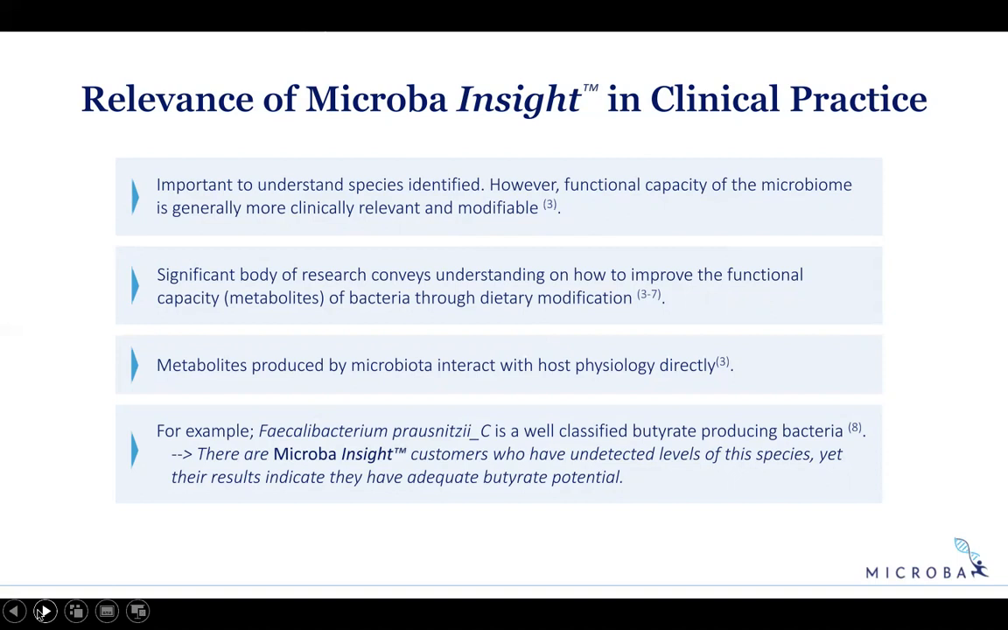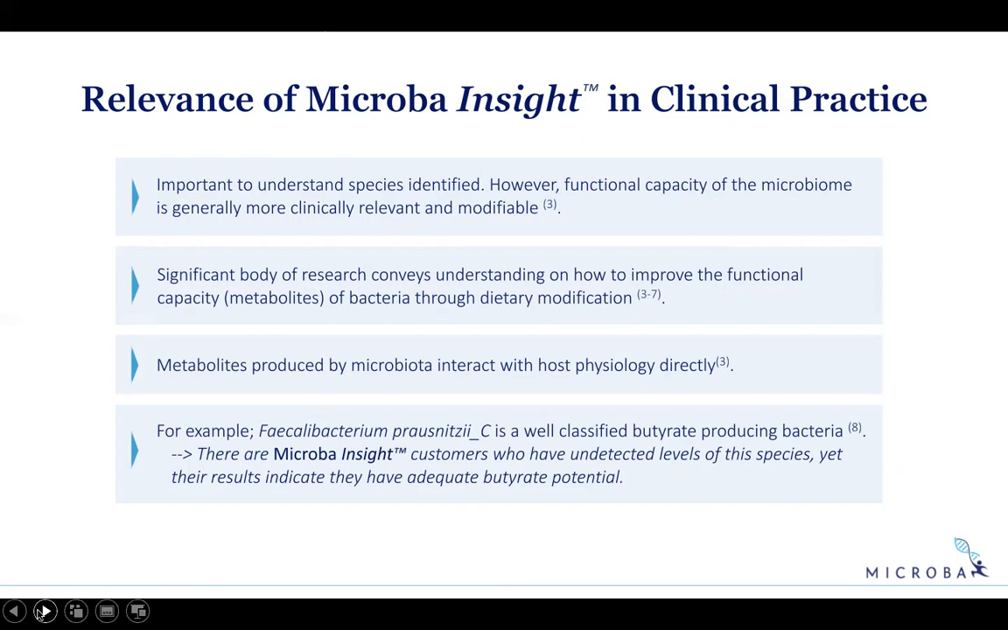The other benefit, or what is also good for you to know as a practitioner, is that the functional capacity of the microbiome is generally more clinically relevant and modifiable. In fact, there is a significant body of research which conveys the understanding of how you can actually improve your patient's functional capacity, or the metabolites of the bacteria in their sample, through dietary modification.